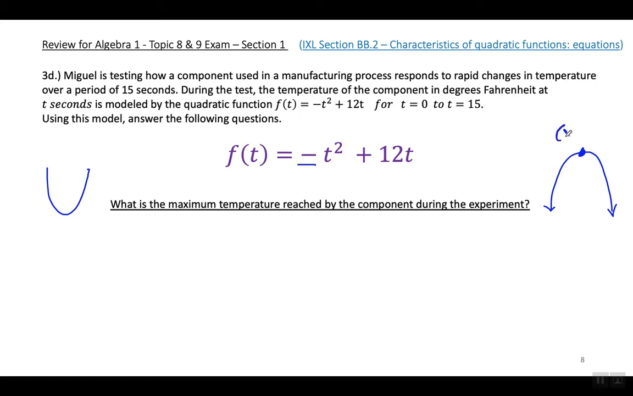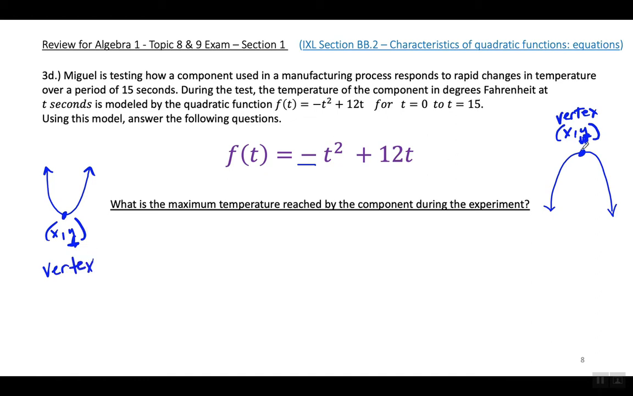If the parabola opens down, that means it has a maximum value. You know how this is the vertex right here, and it has an x and y coordinate? The maximum value is going to be the y coordinate. Whatever y is at the vertex, that is the maximum value. Just like when the parabola opens up, it only has a minimum value. It can't have a maximum value because it keeps going up towards infinity. But it does have a minimum value, and the minimum value is the y coordinate of the vertex.